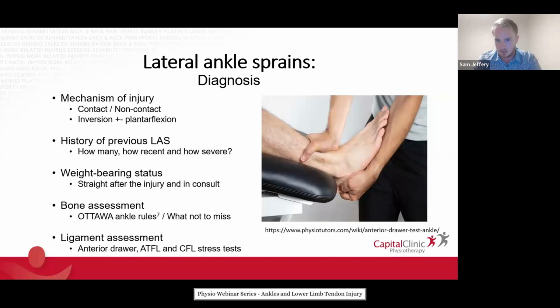So we have in the picture shown an anterior draw, which is looking to find the laxity and the pain in the ATFL ligament. And then we can do an ATFL and CFL stress test, which just looks to stress those ligaments, which can give us an idea on grading and how long we think that person might be back to sport, or if they need to be immobilized in a boot. It just helps us make those decisions.